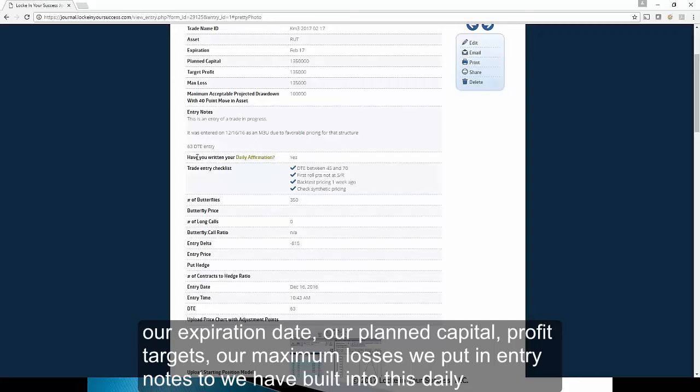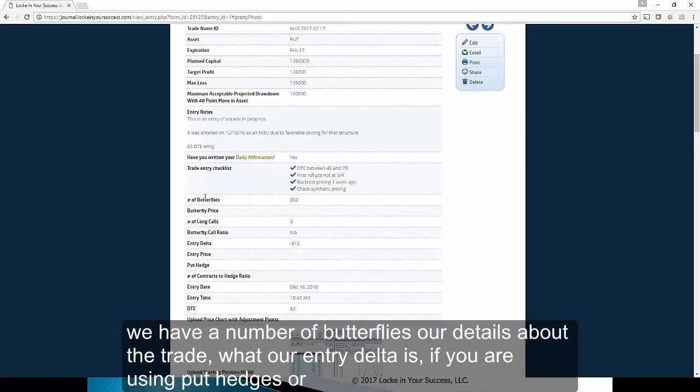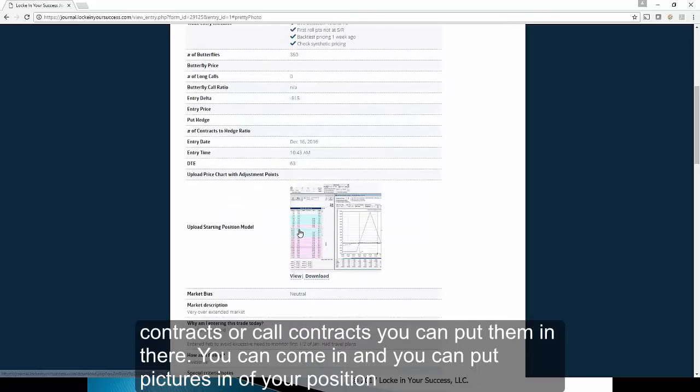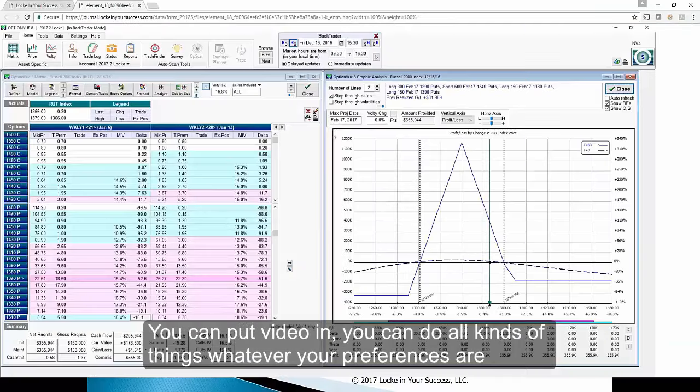We have built into this daily affirmations and/or psychology type of things. We have an entry checklist. We have a number of butterflies or details about the trade, where our entry delta is, and if you're using put hedges or contracts or call contracts, you can put them in there. You can put pictures of your position in, you can put video in, you can do all kinds of things, whatever your preferences are.